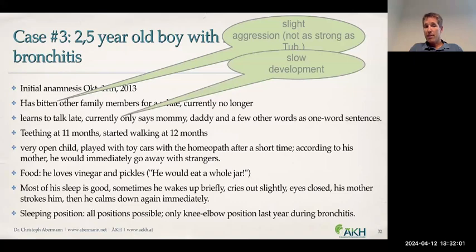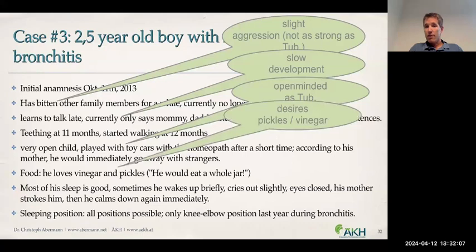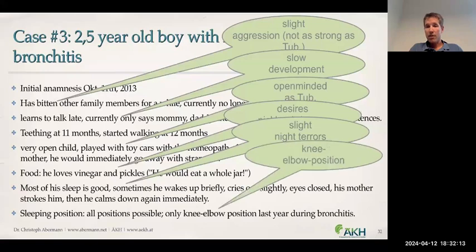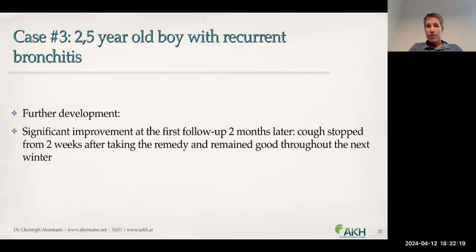We have the slow development, especially talking and teething. We have the open-mindedness just as tuberculinum. We have desired pickles and vinegar, and we have the night terrors that are rather small as compared to tuberculinum. And we have this knee-elbow position. So what was the further development of this patient? He was significantly better at the first follow-up 2 months later.